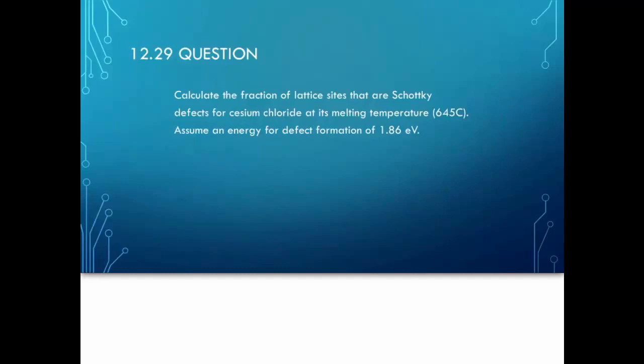Here we have question 12.29 as an example. In this question, we're supposed to calculate the fraction of lattice sites that are Schottky defects for cesium chloride at its melting temperature, which is 645 degrees Celsius. And we're supposed to assume an energy defect formation of 1.6 electron volts.